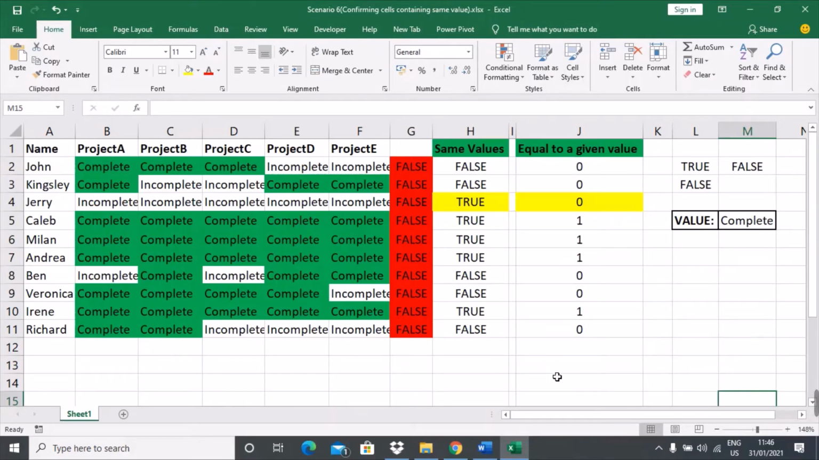Good day. We had a project that required confirming if multiple cells contain the same values. So I thought to share the solution. What is on the screen now is just a simulation of the problem.